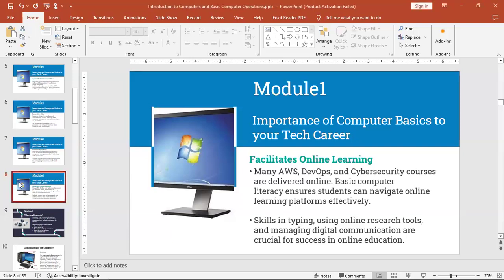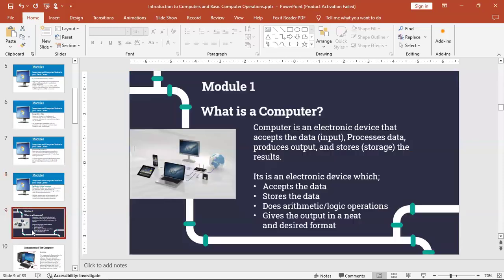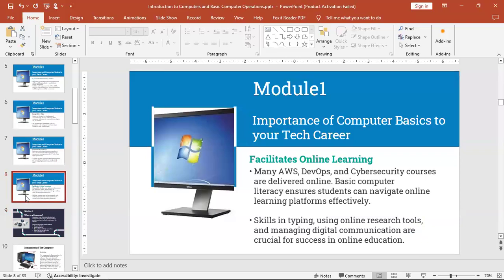Okay, so those were some of the reasons, some of the importance of undergoing this basic computer training. So now let's go to the real deal. What is a computer? Let me just ask, does anyone here know what a computer is in your own language? I'm sure we all here have computers, or even if you don't have one, you have already seen a computer in your life. So what do you think a computer is?